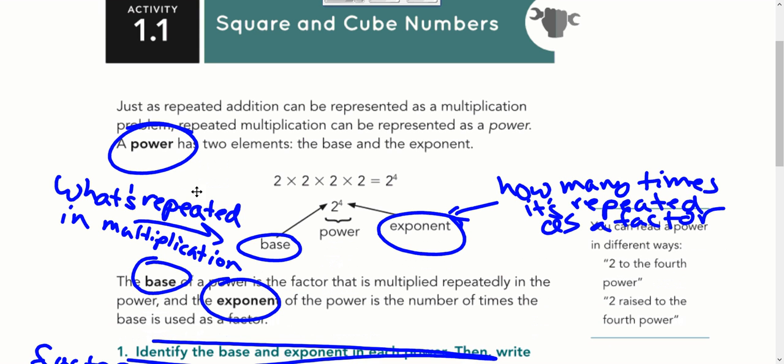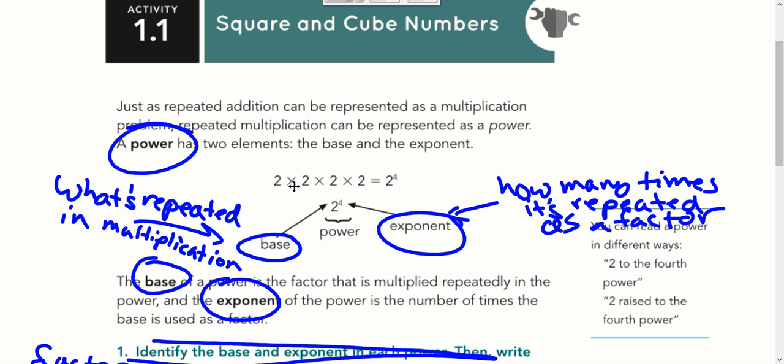Power is what we call the whole thing. Sometimes we call them exponents, but really we should call them powers, because a power is a base and an exponent together. The most important thing to remember is that the base is the number being repeated in multiplication, or repeated as a factor. And the exponent is the number of times it's being repeated as a factor.